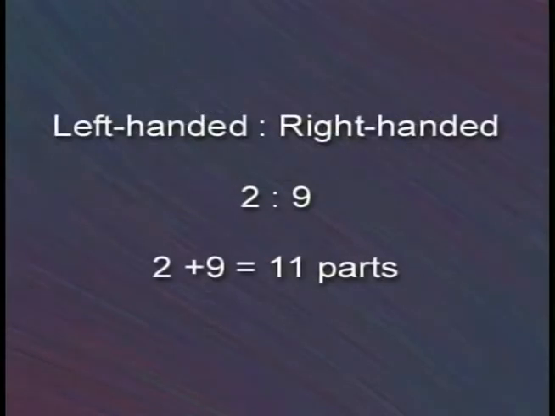Let's set up a chart to summarize this information. The ratio of left-handed students to right-handed students is 2 to 9. The total number of students has been divided into 2 parts for left-handed students and 9 parts for right-handed students. Adding 2 plus 9 gives us the total number of parts. In this case, the value is 11.